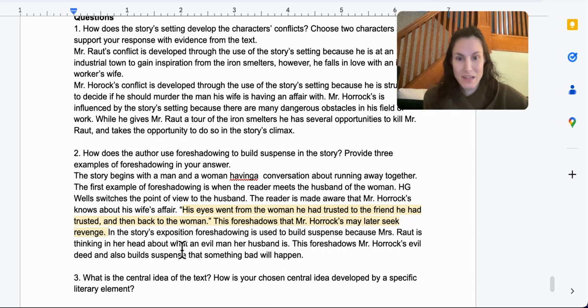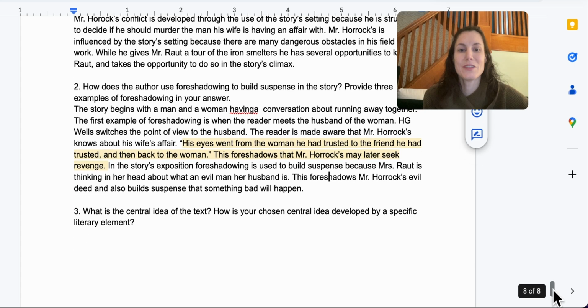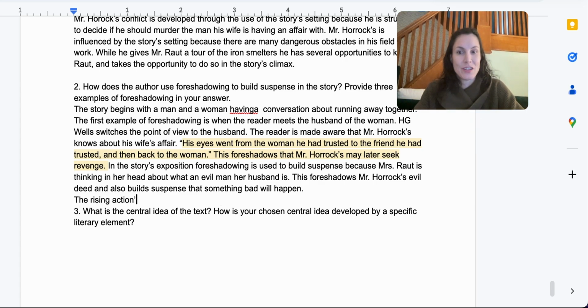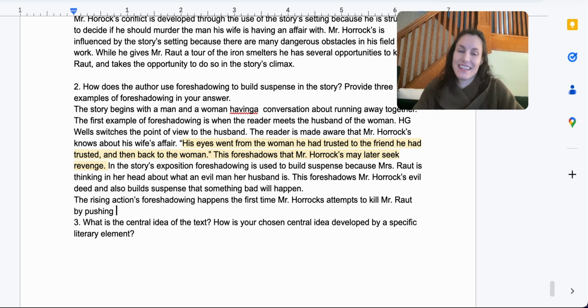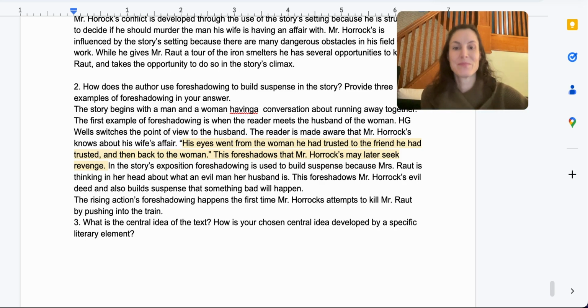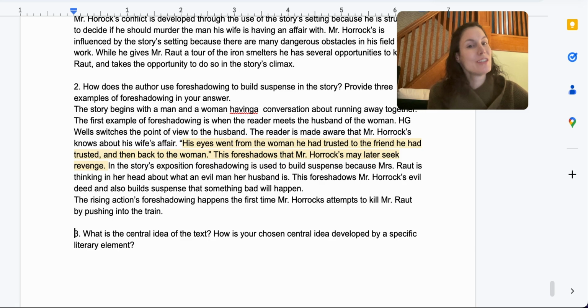And then we would have our next one where we have Mrs. Rout. And then another example of foreshadowing could be later in our story in the rising action. The rising action's foreshadowing happens the first time Mr. Horrocks attempts to kill Mr. Rout by pushing him into the train, because this would have showed that he was capable of such behavior.